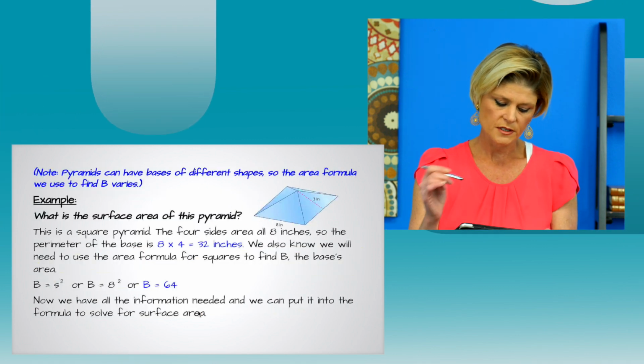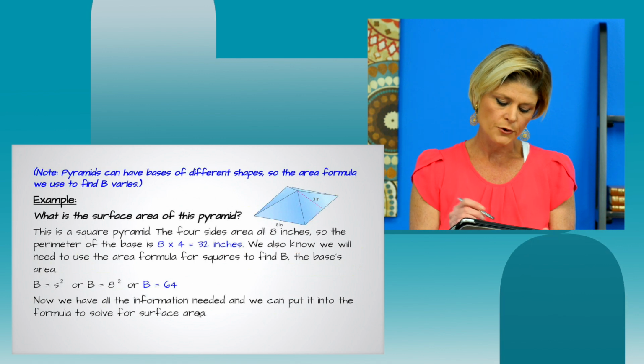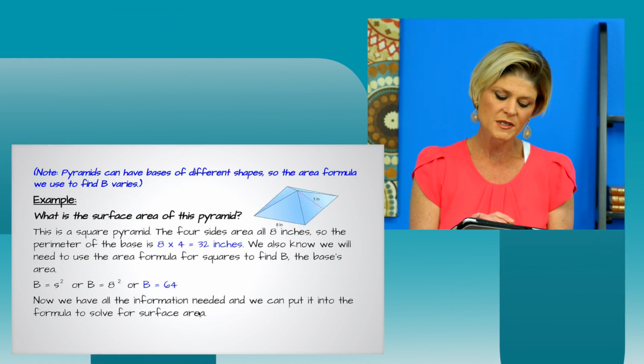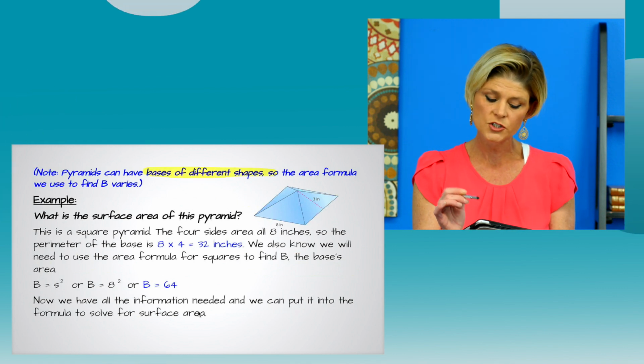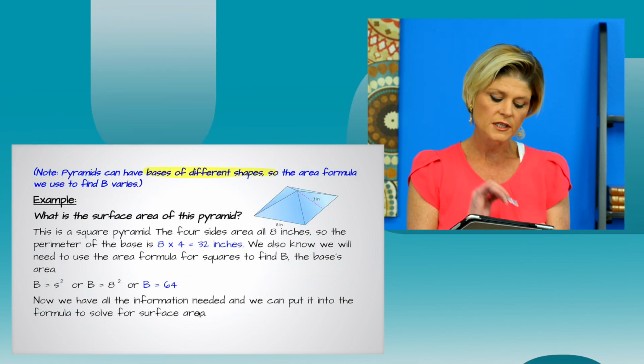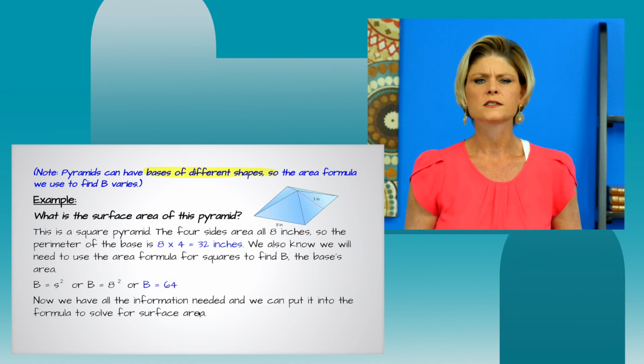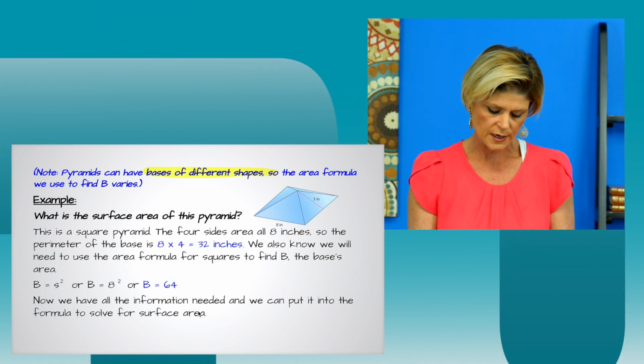All right, let's try one of these. Now, there's another important note there. I want you to remember that pyramids can have bases of different shapes. You always want to pay attention to that. So the area formula we use to find B is going to vary. So just kind of keep your eye out for that.